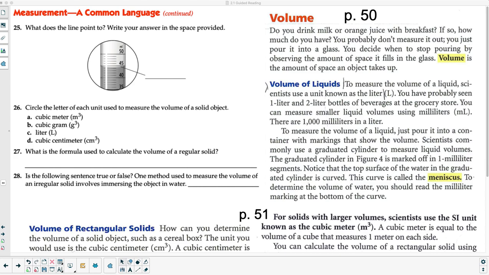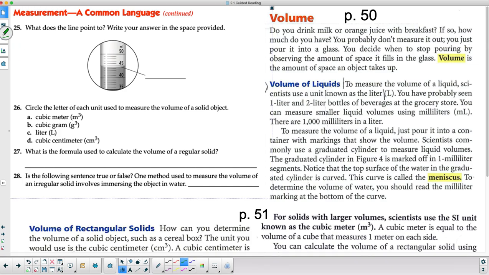All right, class, this is 2.1 guided reading part B. So here's the part, this is still about volume. In case you're wondering what the topic is, still volume. This right here is a graduated cylinder. We have a certain amount of liquid. What does the line point to? Write your answer in the space provided.